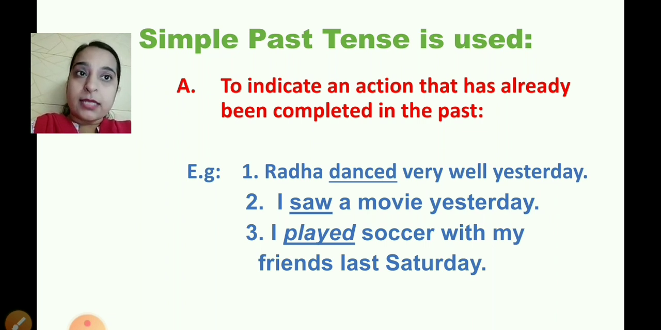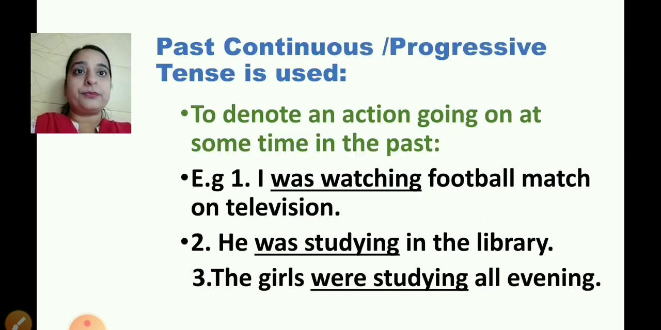Children, simple past tense is used to indicate an action that has been completed in the past. For example, Radha danced very well yesterday, so this action is completed. I saw a movie yesterday, so again this action is a completed action. I played soccer with my friends last Saturday. So children, simple past tense indicates an action that has already been completed in the past. Past continuous or progressive tense is used to denote an action going on at some time in the past.